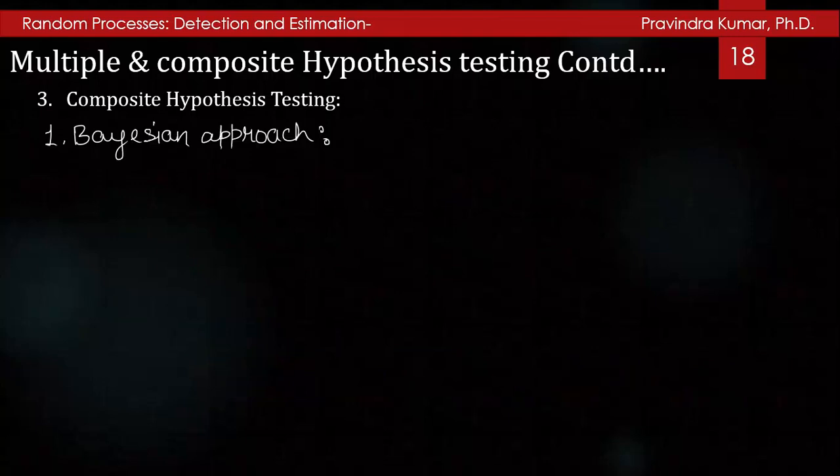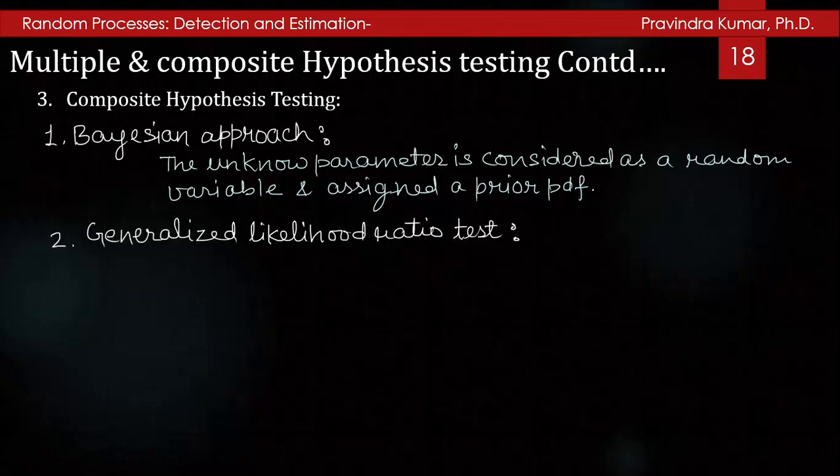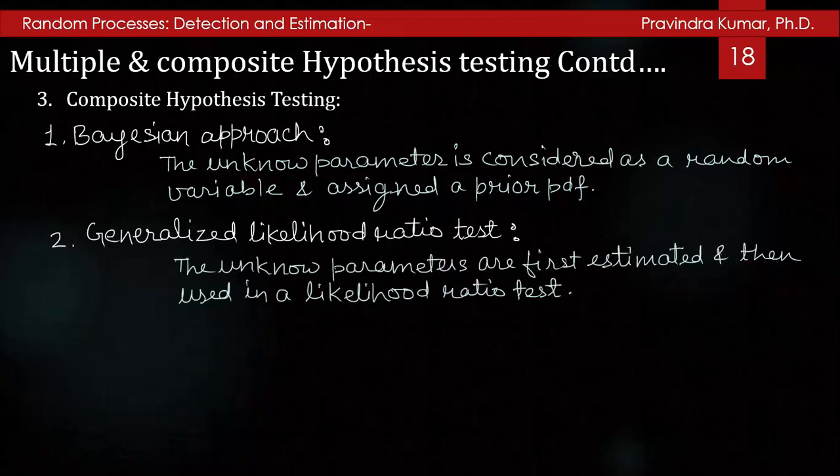In the Bayesian approach, the unknown parameter is considered as a random variable and is assigned a prior PDF. In the generalized likelihood ratio test, the unknown parameters are first estimated and then used in the likelihood ratio test.